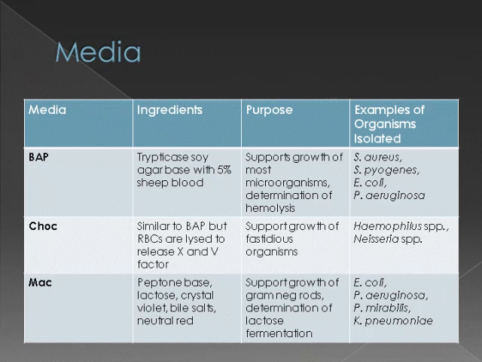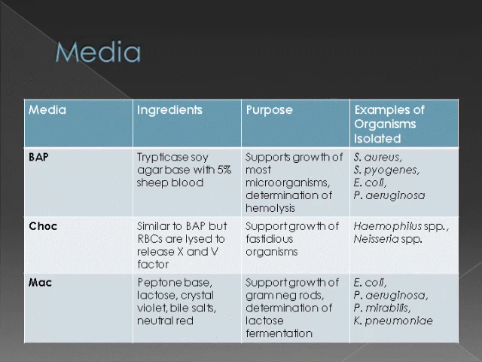All right, our blood agar plate ingredients include trypticase soy agar base with 5% sheep blood. The purpose is to support growth of most microorganisms and to determine hemolysis. Organisms isolated from blood agar include Staph aureus, Strep pyogenes, E. coli, and Pseudomonas aeruginosa. Chocolate agar is similar to blood agar, but the red blood cells are lysed in order to release the X and the V factor. Remember that X is your hemin and V is your NAD. And chocolate is used to support the growth of fastidious or picky organisms. These include Haemophilus and Neisseria species.